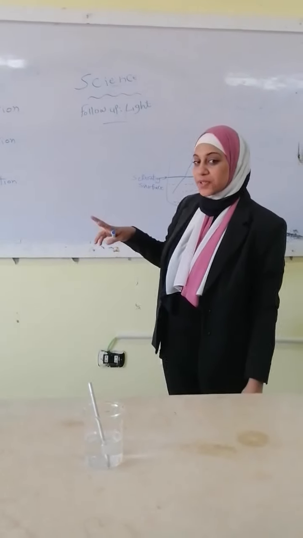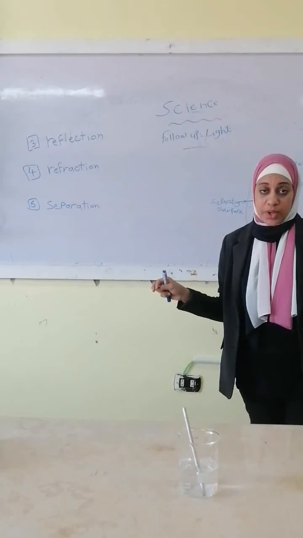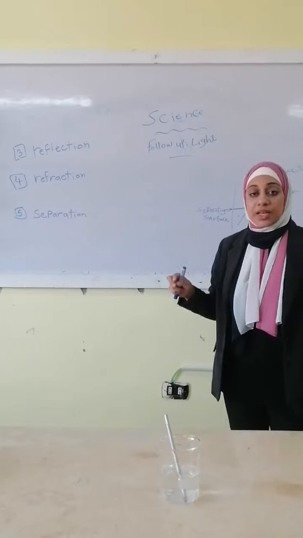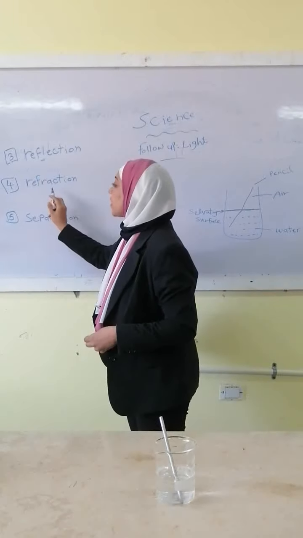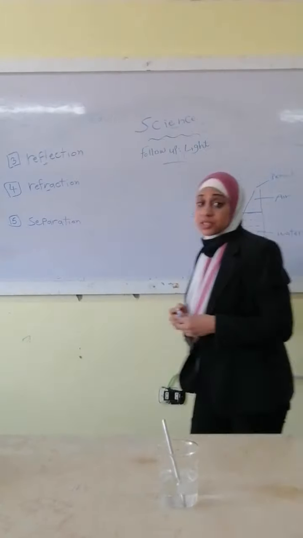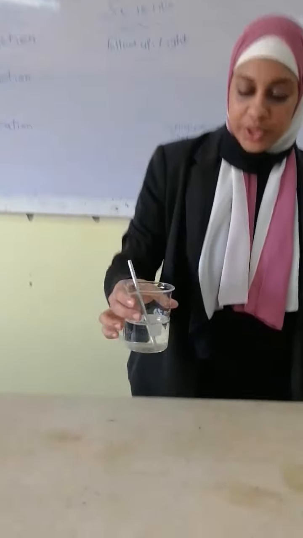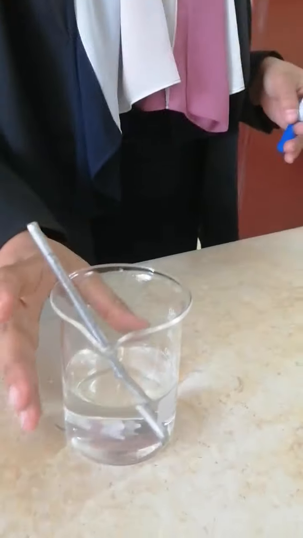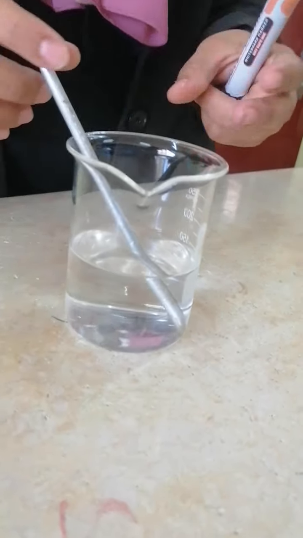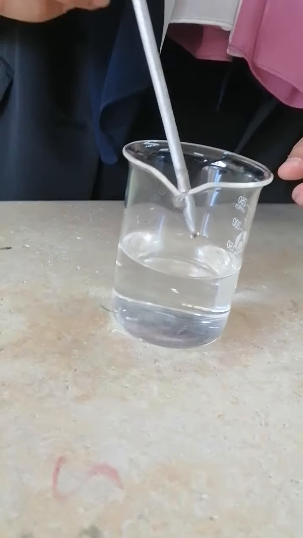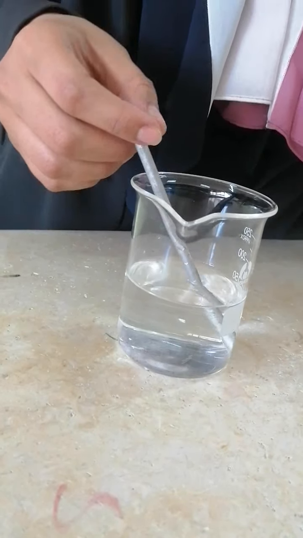The second property of our lesson today is light refraction. Okay? So repeat after me. Light refraction. Here's light reflection, and there's light refraction. This is a beaker filled with water. Okay? Half of it is filled with water and the other half is filled with air. And we are going to put anything inside it, like a pencil or a pen, okay?